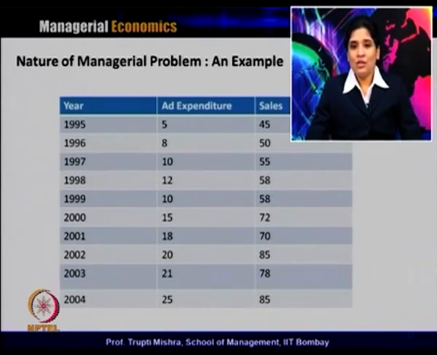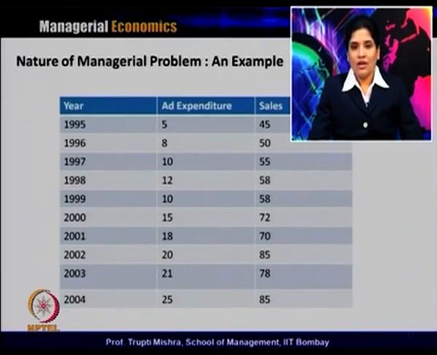And the sales also go on increasing, but the increase in sales is not steady. Sometimes it increases less, sometimes it increases more, and sometimes it is just constant. If you look at the period between 1998 and 1999, the sales remain constant even though the expenditure has changed.